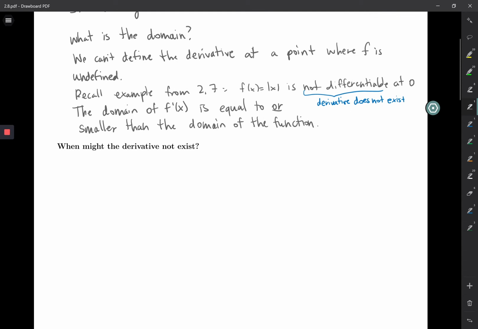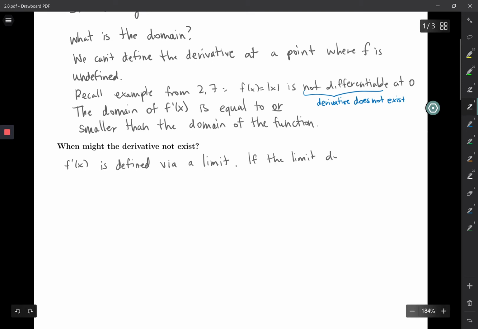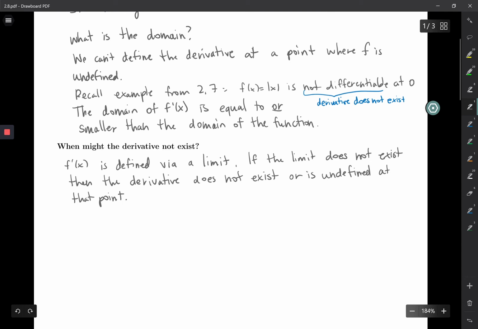So when might the derivative not exist? There are a couple ways in which this can happen, but basically the idea is that f prime of x is defined via a limit, right? And so if the limit does not exist, then the derivative does not exist, or is undefined at that point. I prefer to say that if a function value does not exist, the function is undefined there, but really they mean the same thing. If it does not exist, then it's undefined.